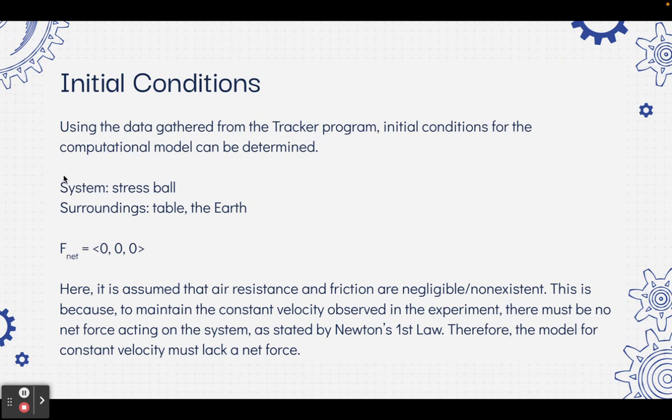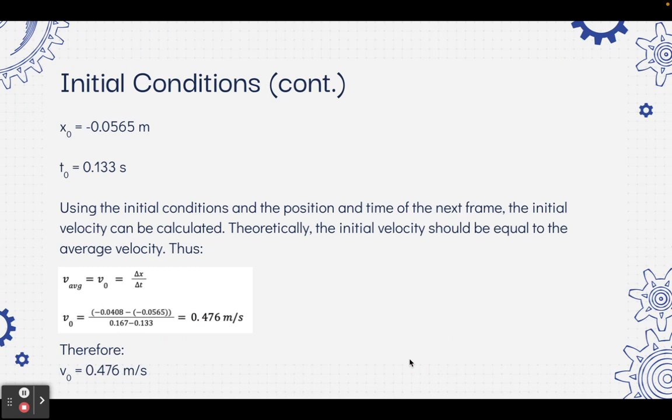The system is, of course, the stress ball, and the surroundings is everything else, including the table and the earth. We can say that the F net is 0 because we can assume that air resistance and friction are negligible or non-existent, because to maintain the constant velocity observed in the experiment, there has to be no net force acting on the system, as stated by Newton's first law. Therefore, the model for constant velocity has to lack net force.